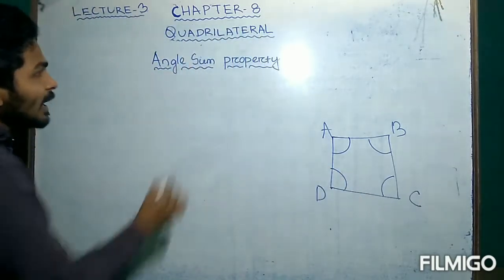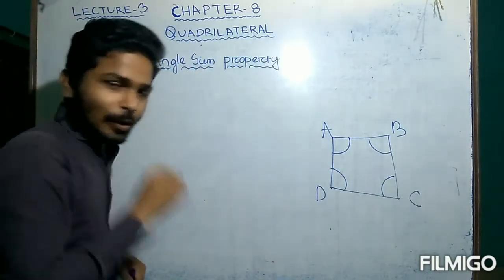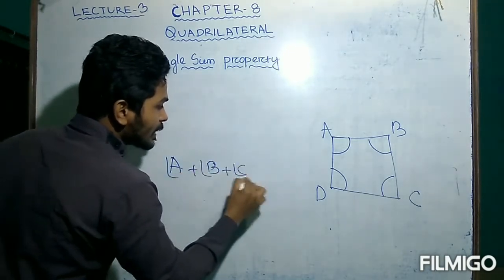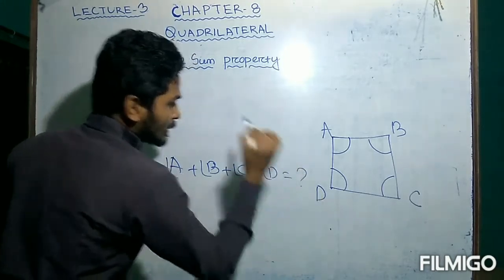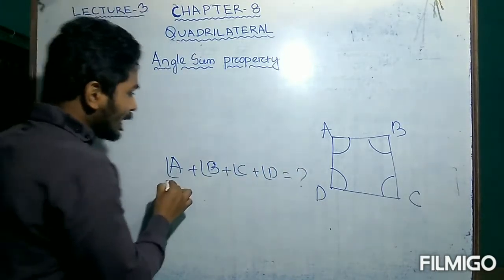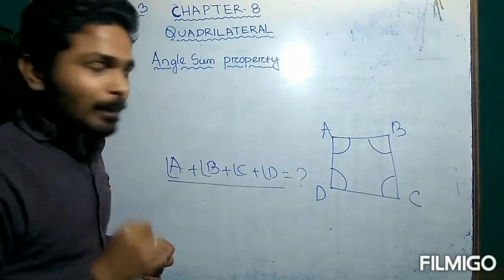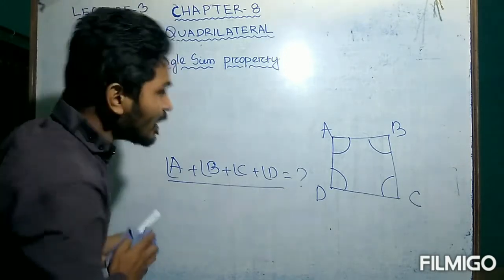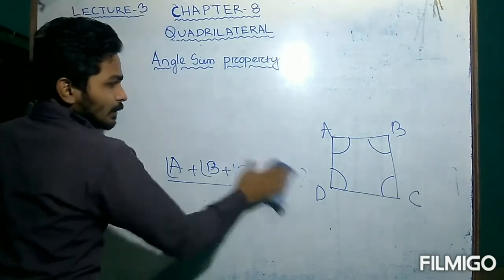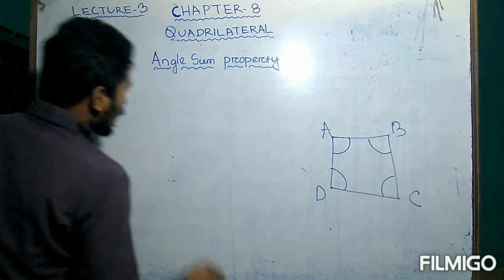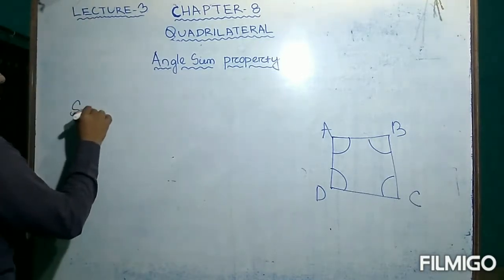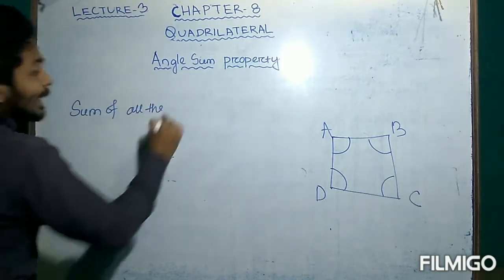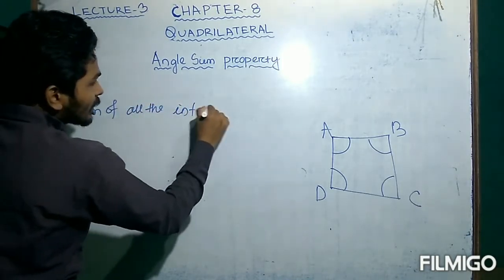And now we have to find what? The sum of all the angles. It means A plus B plus C plus D is how much? In order to find it, there is a formula. We have to remember that formula. So what is the formula for finding the sum of all the angles? Let us find. The formula is the sum of all the interior angles.